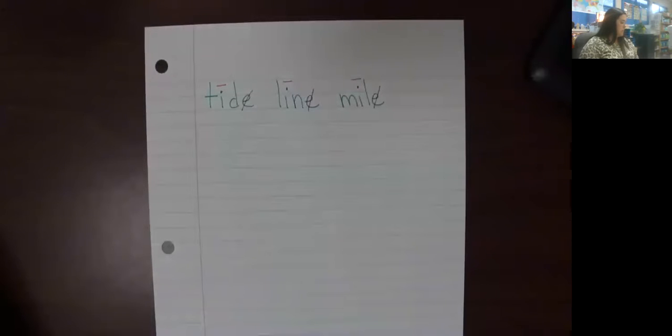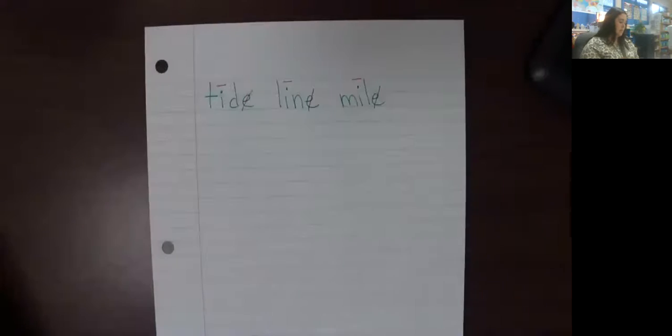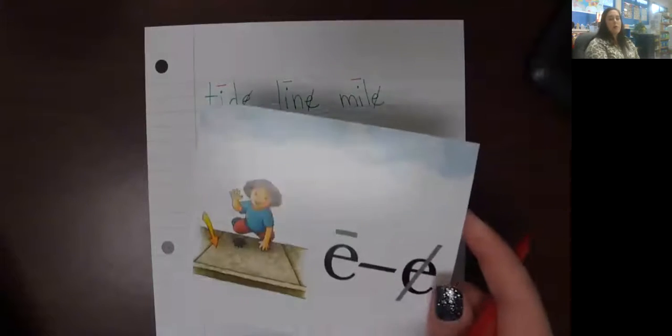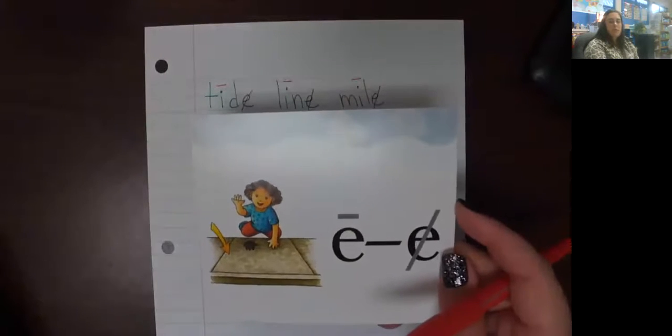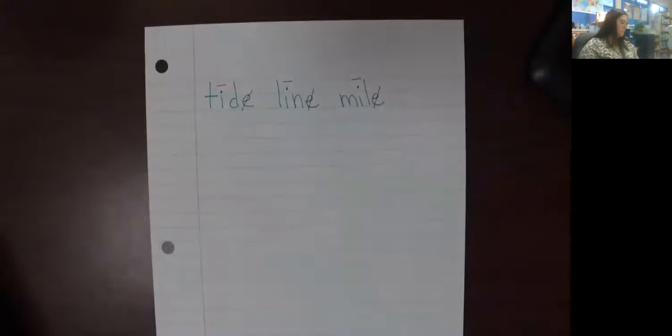Then when you see this, it is E consonant E. E consonant E. And the picture card for E consonant E is: this is made from sand and gravel mixed with cement. It is used to make sidewalks, driveways, and slabs for buildings. It is concrete. That is concrete. So we'll say concrete, E. Concrete, E.